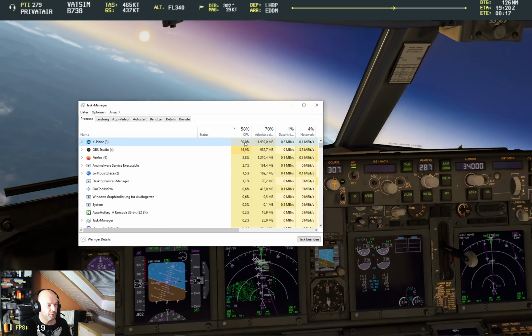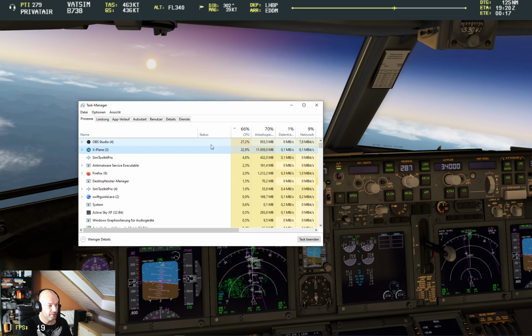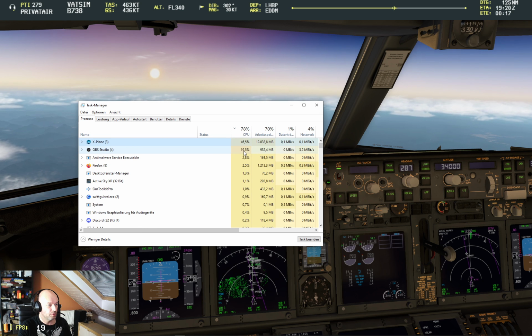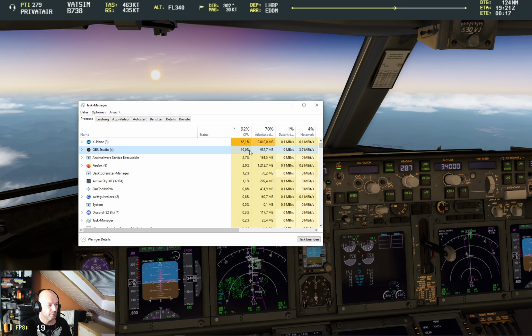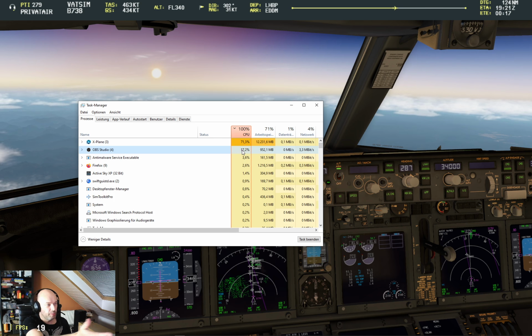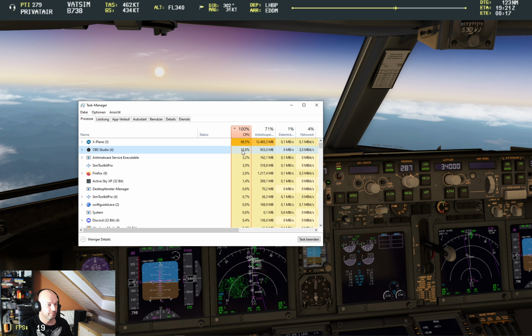Let me change the view. That's fine. You see OBS is using now more than X-Plane, 20%. So see, I don't know, 70%, and there's nothing special to load here. What is this? I would like to know that, really.